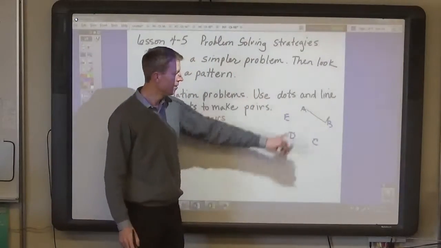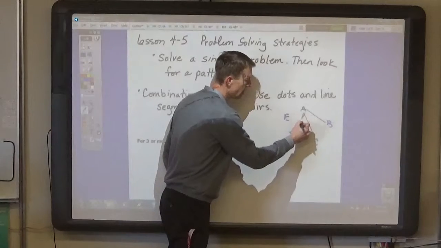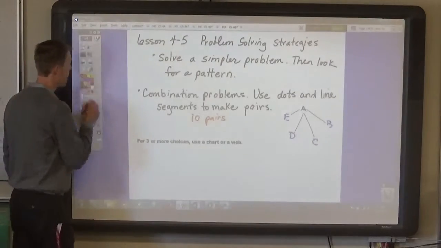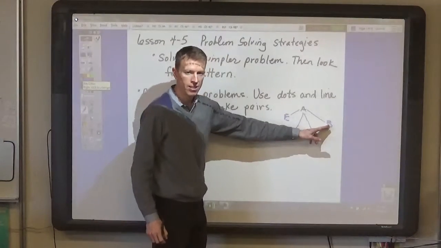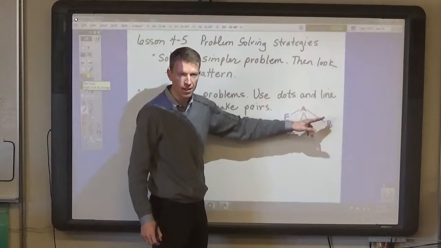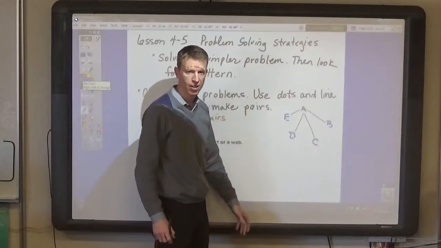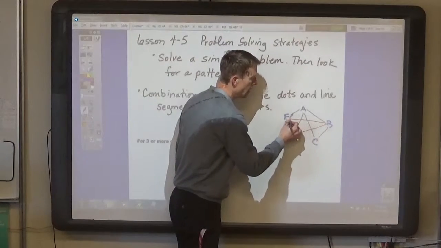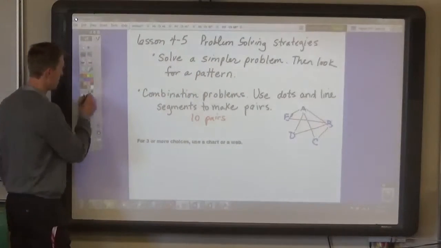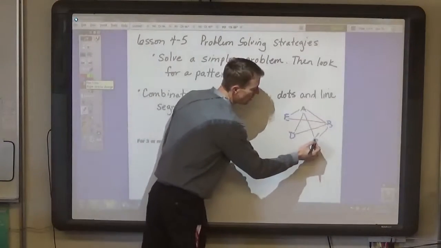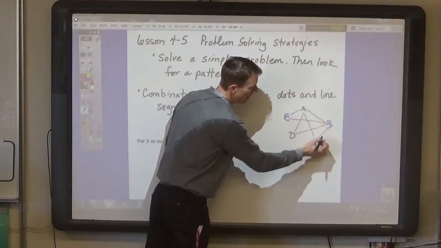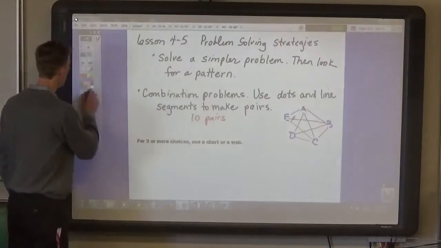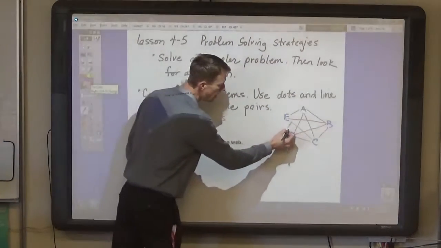A plays B. A has to play C, D, and E. Okay? And then team B has already played team A once, so you don't want to play that game again. Alright? But B has to play C, B has to play D, and B has to play E. And then C has already played A and B, so C has to play D and E. And then D has to play E.